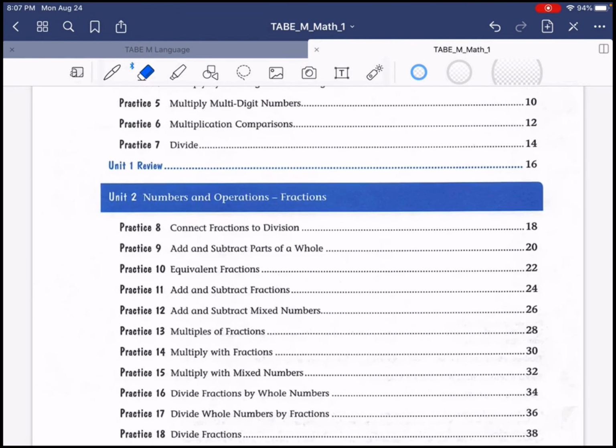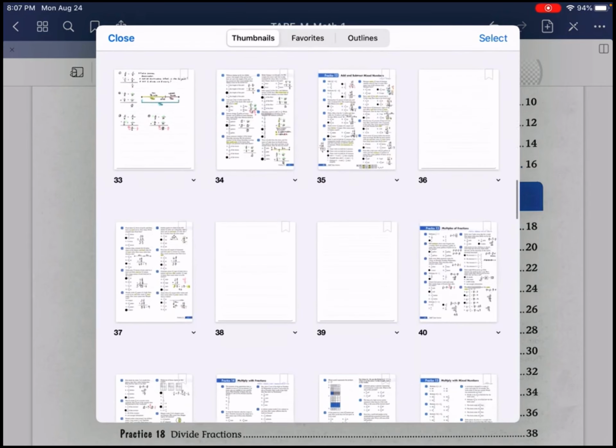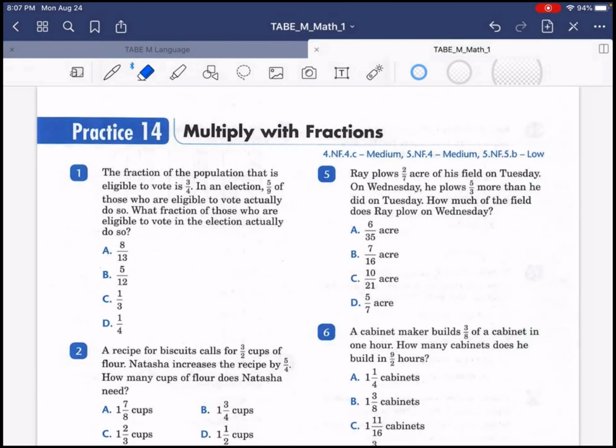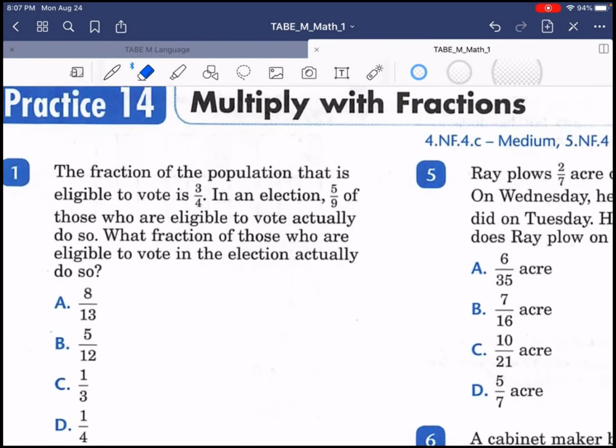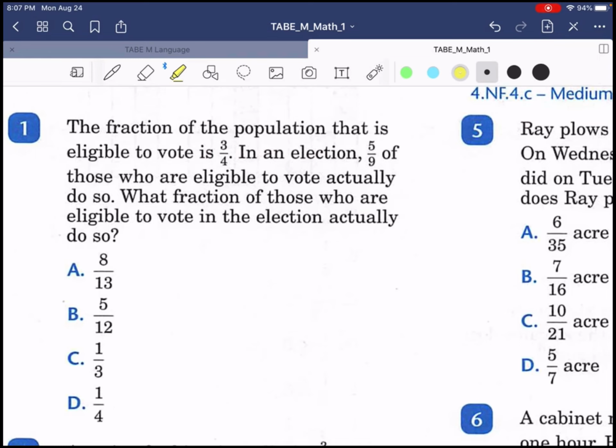This is practice 14 on page 30 of the practice book, and we are looking at multiplying fractions. There are a series of word problems that we need to solve. Here's number 1. The fraction of the population that is eligible to vote is 3/4. In an election, 5/9 of those who are eligible to vote actually do so. What fraction of those who are eligible to vote in the election actually do so?